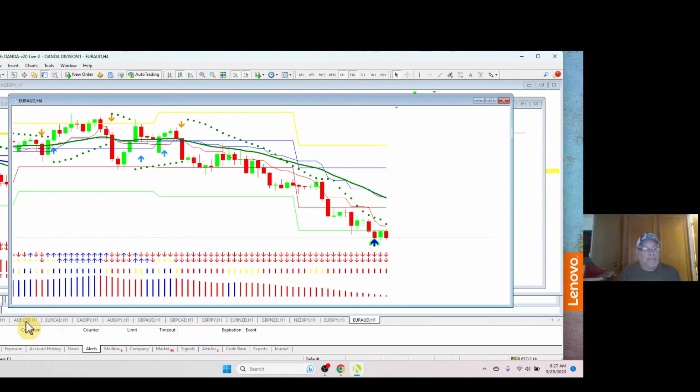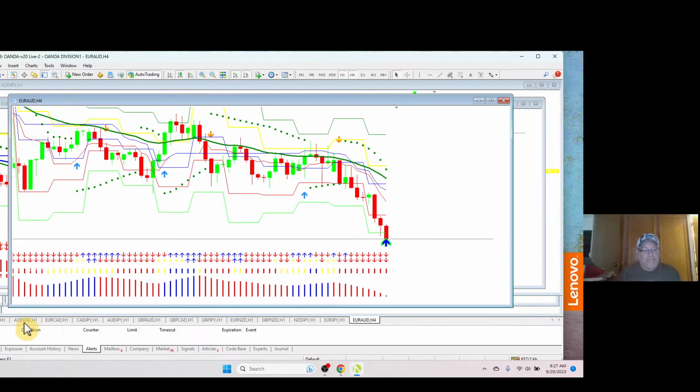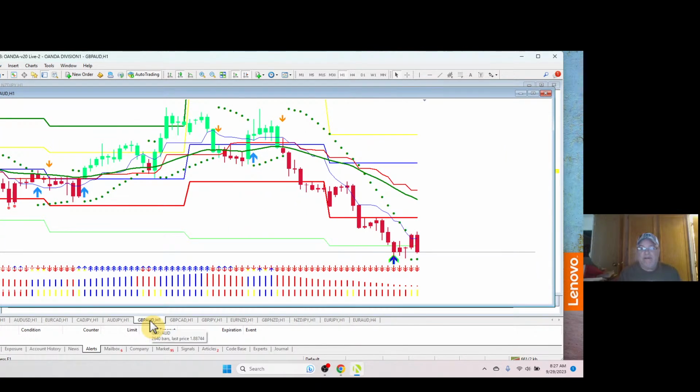So we're looking at everything else. The pound Aussie, if it takes that low out, it's wrong. If it takes that low out, it's wrong. So we'll see what we're doing here.